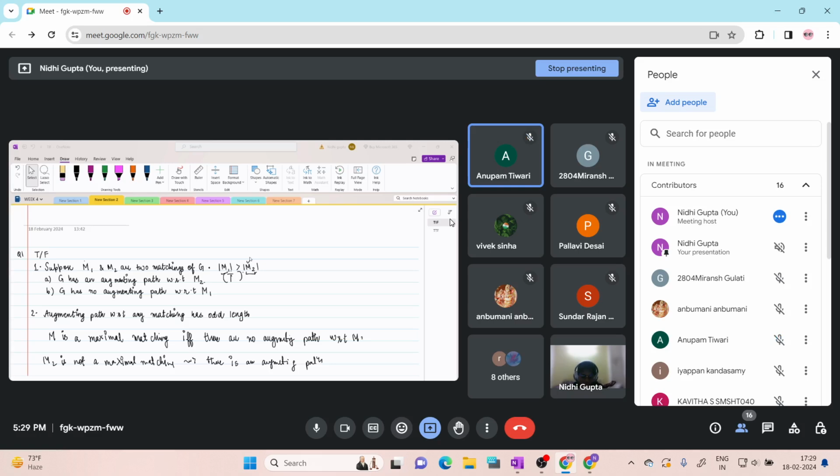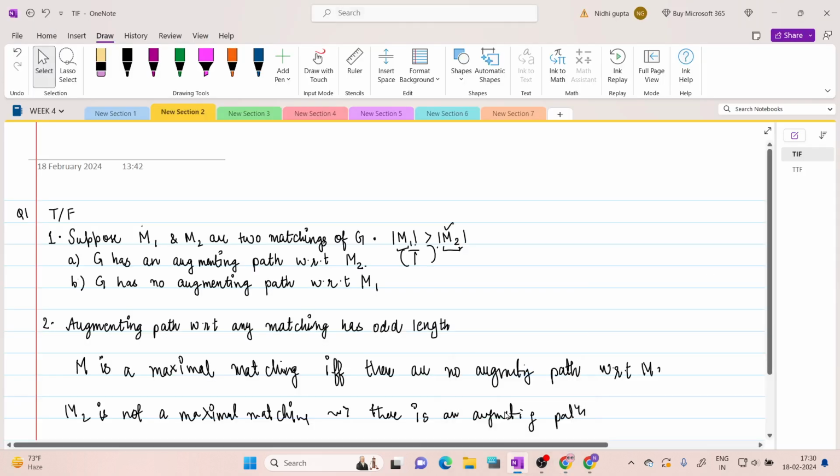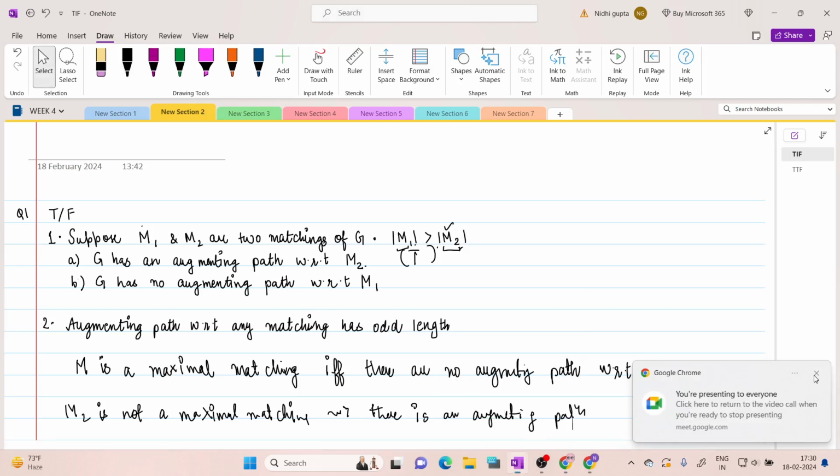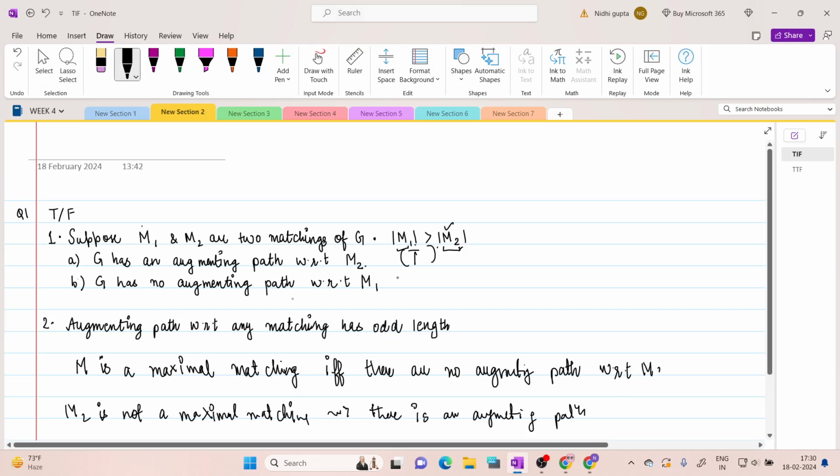Yes, so he's correct. We are not given that M1 is a maximal matching. There can be a matching bigger than M1. Therefore, we cannot say that it has no augmenting path. It may or may not have an augmenting path. Therefore, this statement is false.